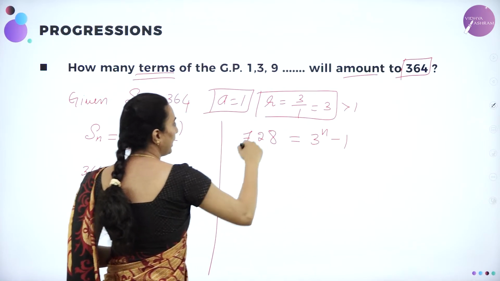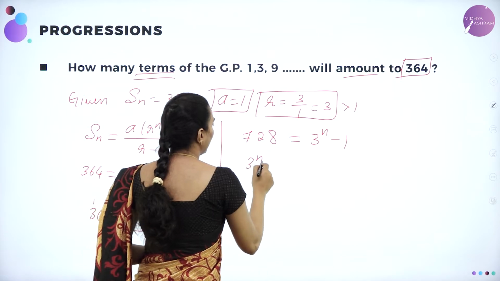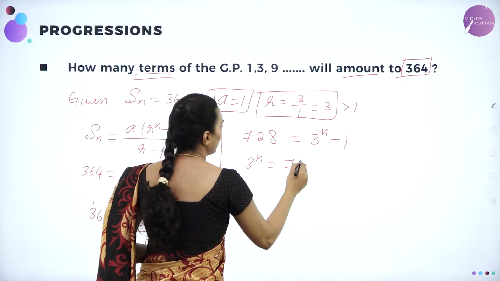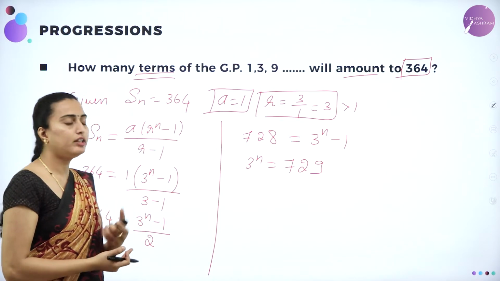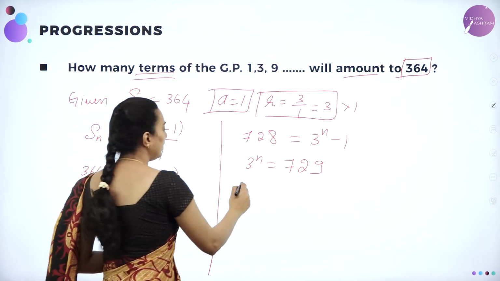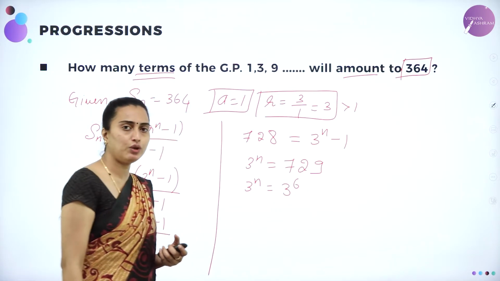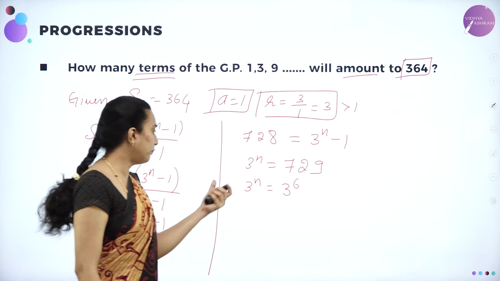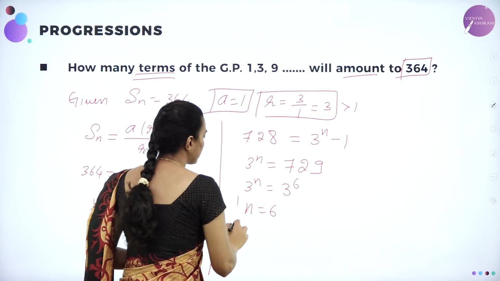Now you can bring minus 1 to this side, it will become 729. So 3 to the power of n can be written as 728 plus 1, which is 729. Now you can write this 729 in powers of 3, implying that 3 to the power of 6 gives you the value 729. Now the bases are the same, I can equate the powers, therefore n is equal to 6.